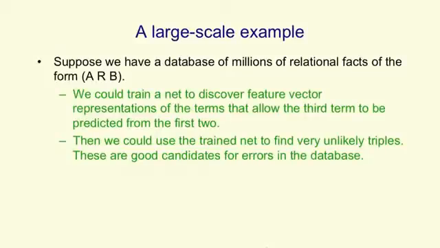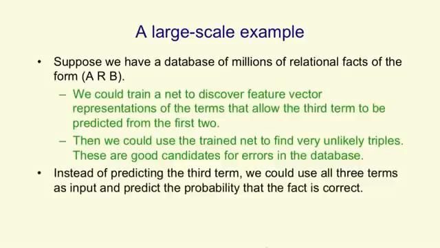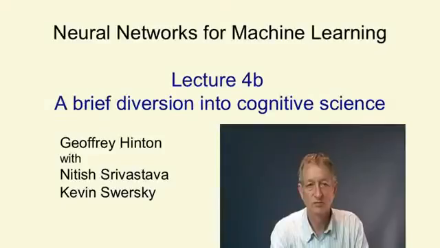Instead of actually using the first 2 terms to predict the third term, we could use the whole set of terms, 3 of them in this case, but possibly more, and predict the probability that the fact is correct. To train a net to do that, we'd need examples of a whole bunch of correct facts, and we'd ask it to give a high output. We'd also need a good source of incorrect facts, and we'd ask it to give a low output when we told it something that was false.